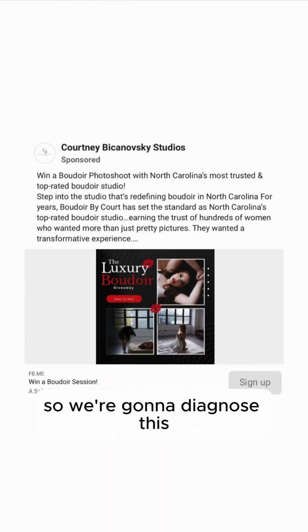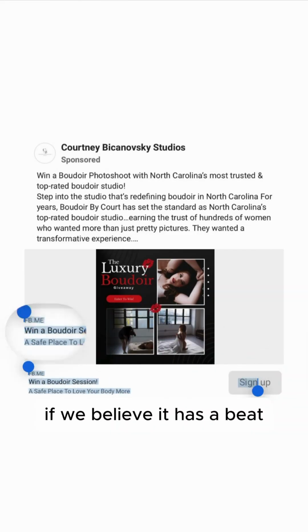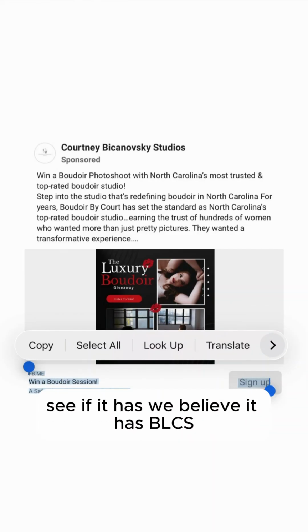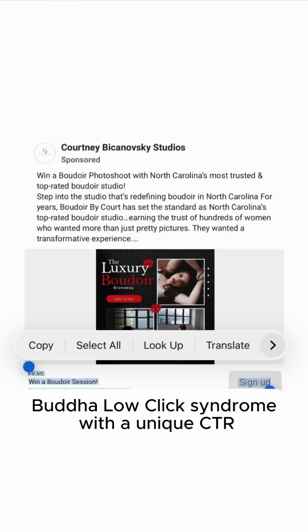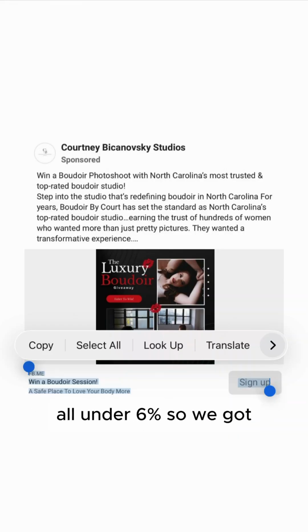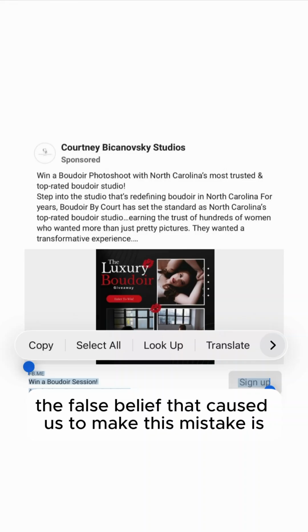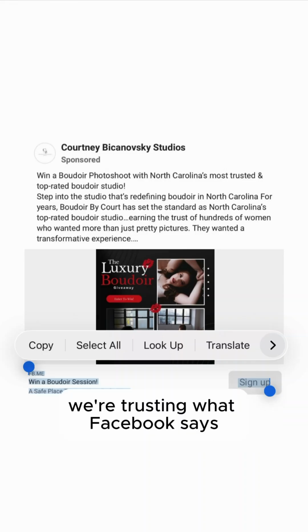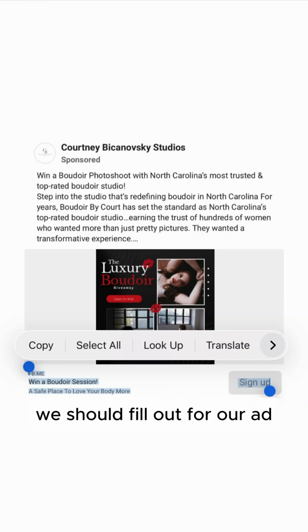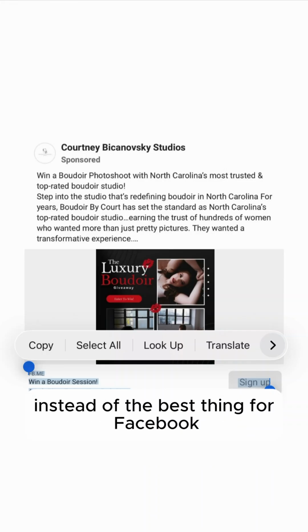All right, so we're gonna diagnose this if we believe it has BLCS, Boudoir low click syndrome, with a unique CTR all under 6%. So we've got the below creative cluster mistake here. The false belief that caused us to make this mistake is we're trusting what Facebook says we should fill out for our ad is the best thing for us, instead of the best thing for Facebook.